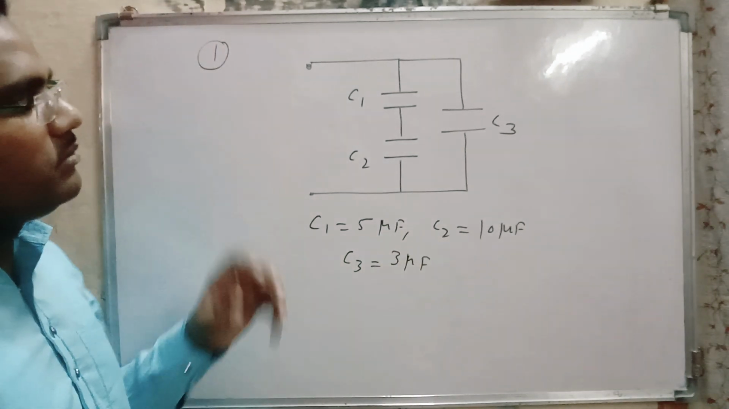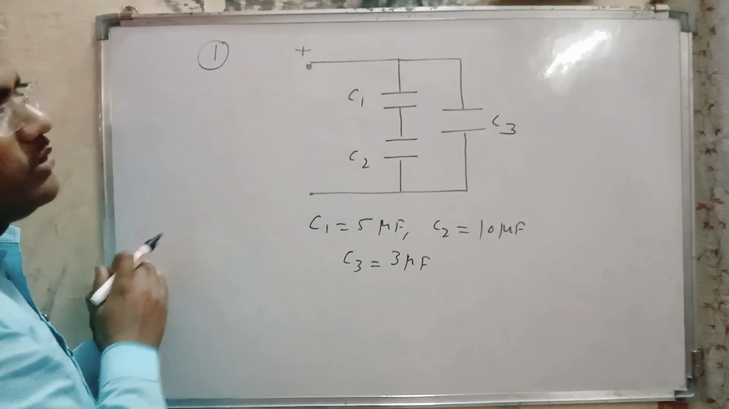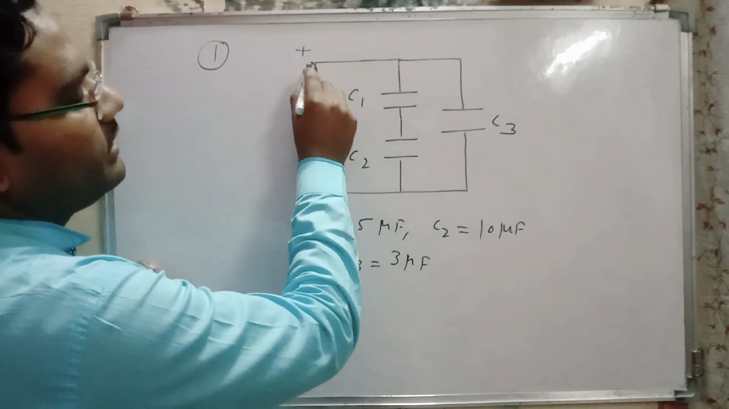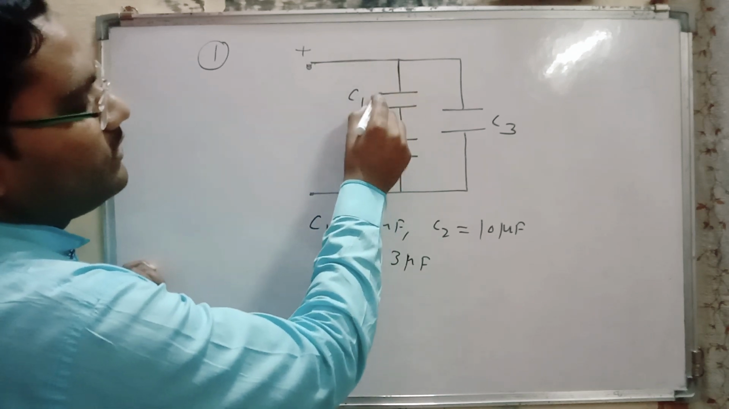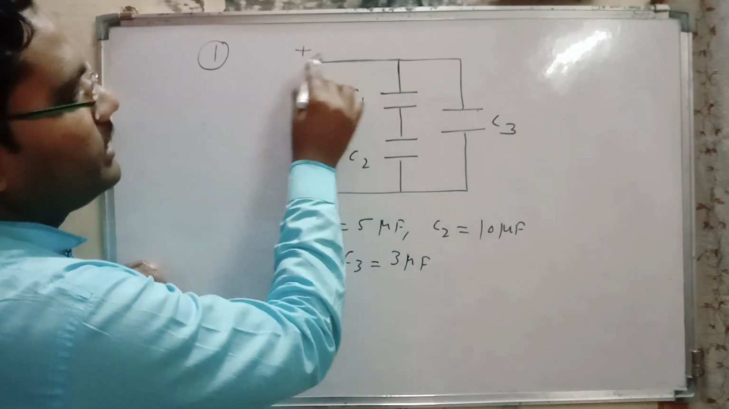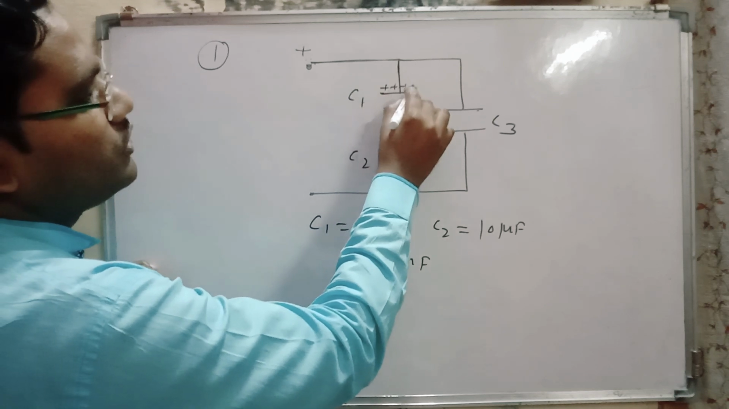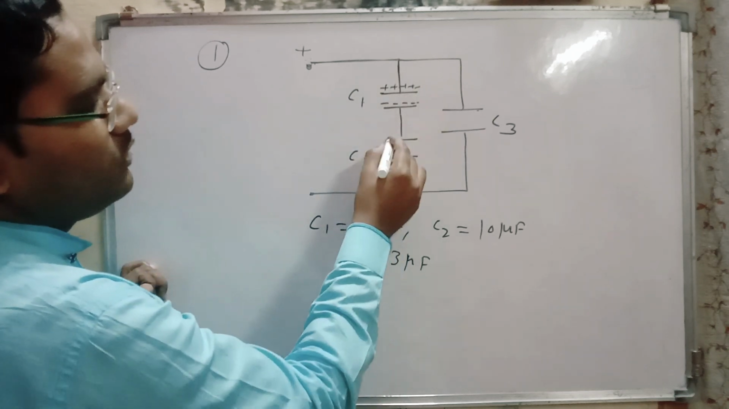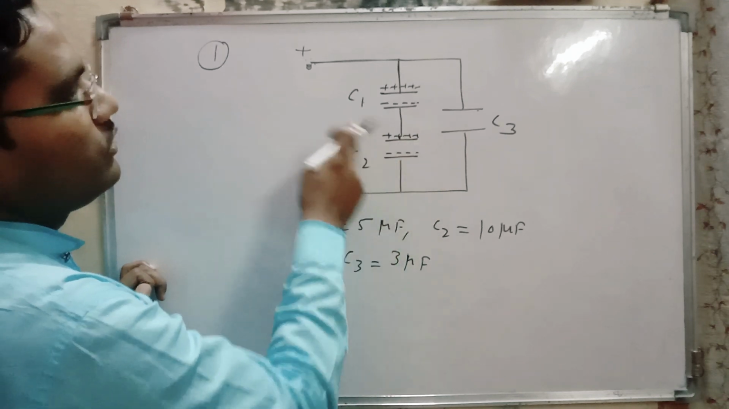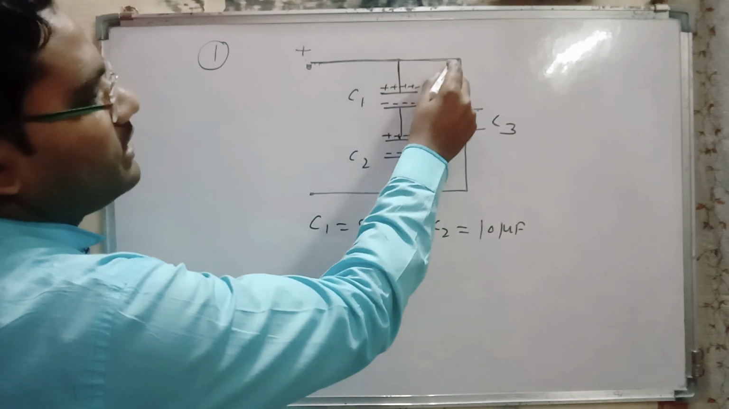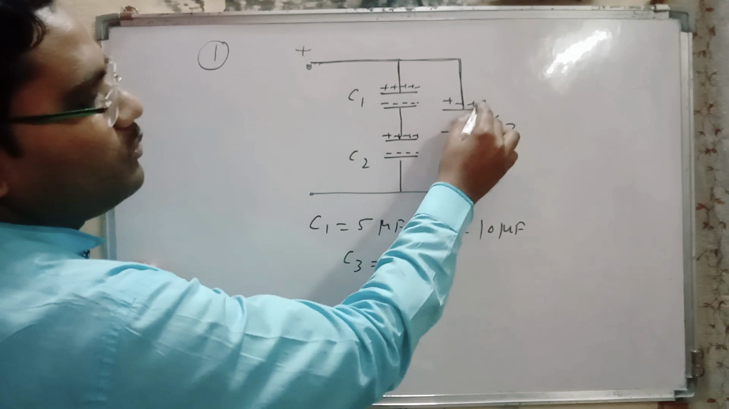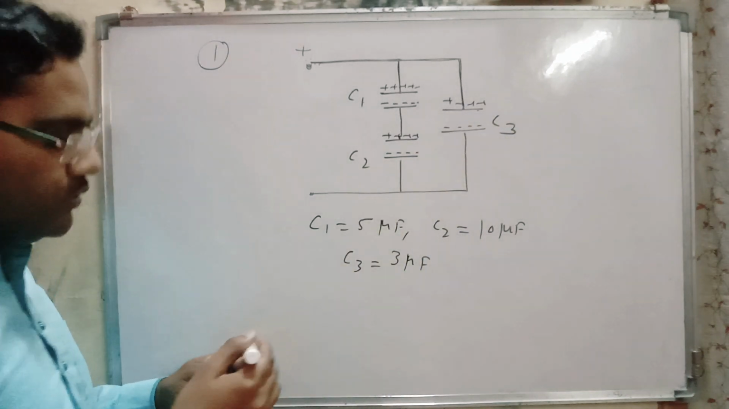To solve this problem, if we take this as positive, then this is a conductor, and along with this conductor the first plate of C1 is connected to positive and the first plate of C3 is also connected to positive. That means this becomes positive. Due to induction this becomes negative, and this becomes positive, and this becomes negative. Now this is a conductor connected with the first plate of the third capacitor. That means it also becomes positive, and due to induction this also becomes positive.